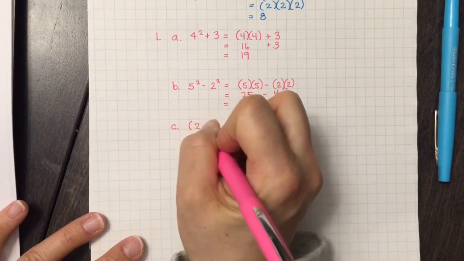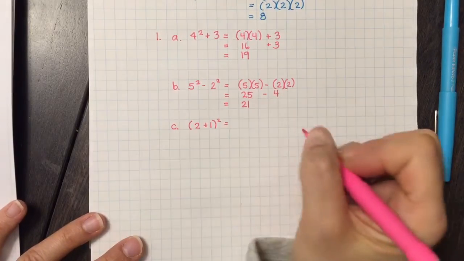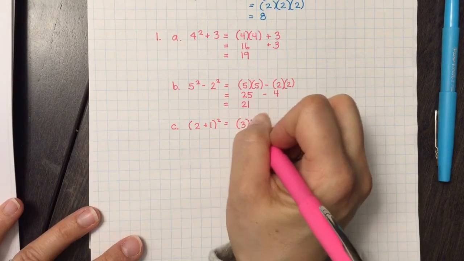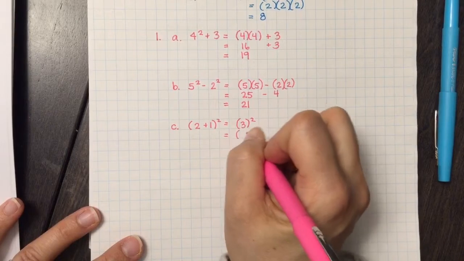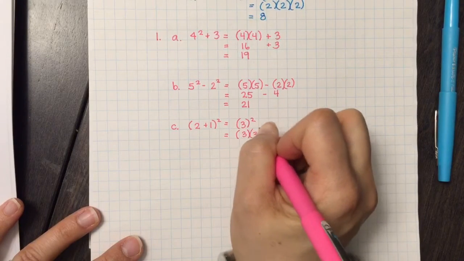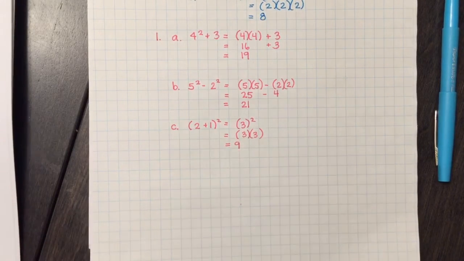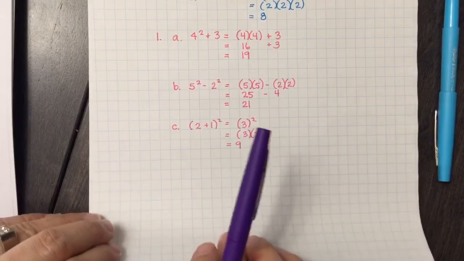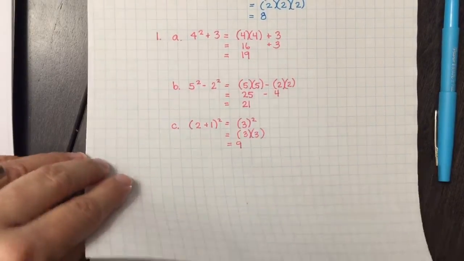Okay, 2 plus 1 squared. It's the same thing as saying, right on, 3 squared, because we take care of what's inside the brackets first. And we get 9. Excellent. Okay, so I think you get the drift there. Let's take a look at multiplying and dividing with powers.